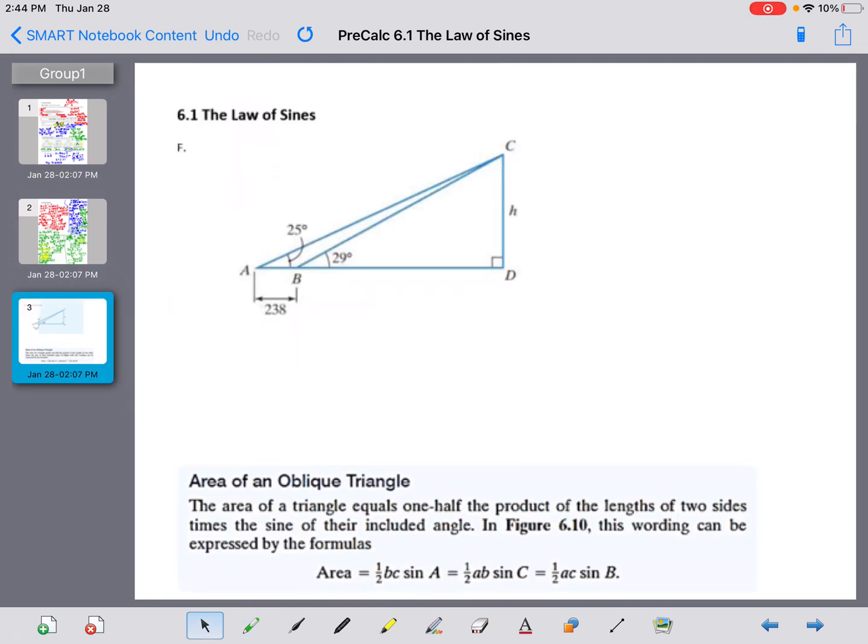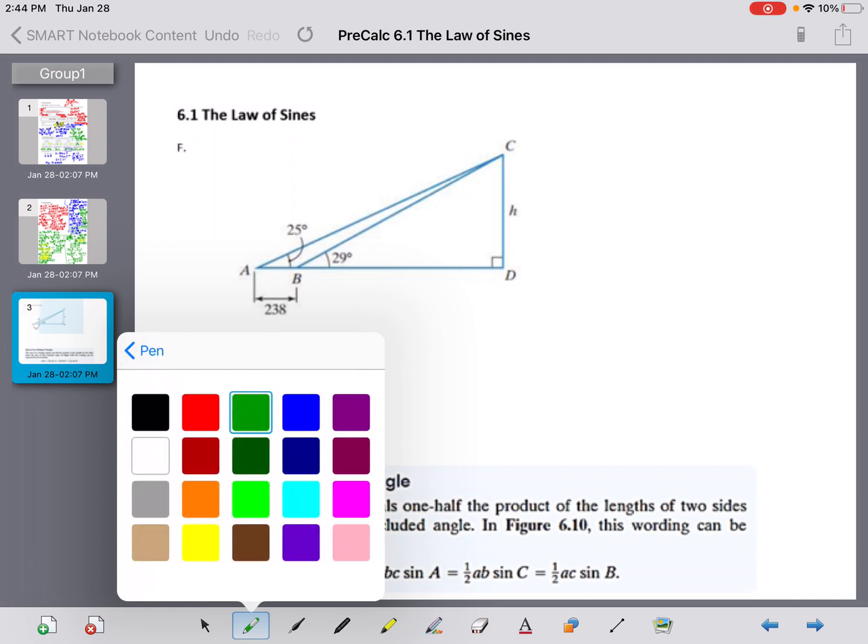All right, for F, I'm solving for H. That's what I'm doing, okay? So I have a right triangle, but I don't know anything on that right triangle. So that's kind of hard to solve for H if all I know is the 29 degrees. You must know at least one side of a triangle to be able to solve for it, okay?